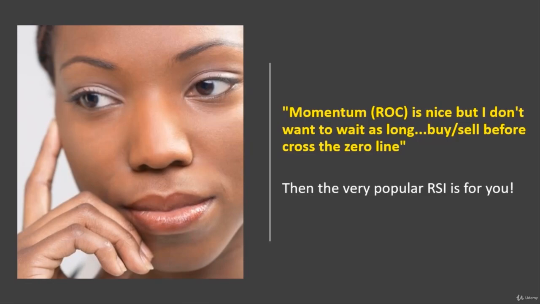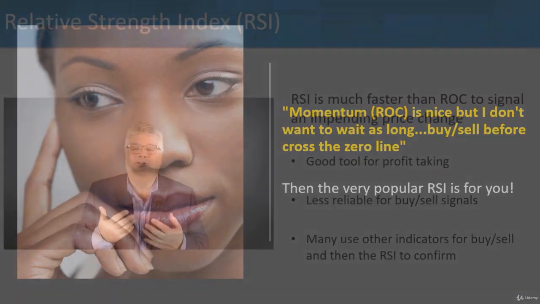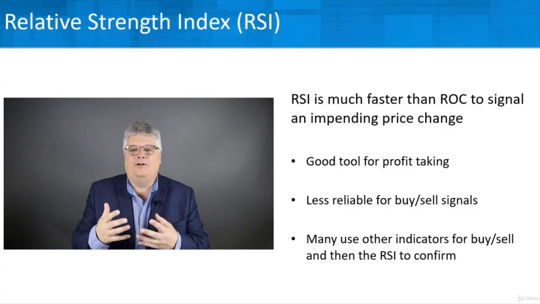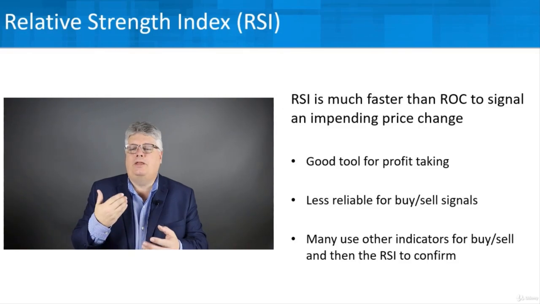All right, well, you may be actually saying to yourself something like, Steve, momentum or rate of change is nice, but I don't want to wait as long to buy or sell before it crosses the zero line. I want to get in there a little sooner. If that's true, then the very popular RSI is for you. So RSI, or Relative Strength Index, is a momentum indicator, and it's much faster than the rate of change or traditional momentum as a signal that an impending price change may be happening. So it's a good tool.